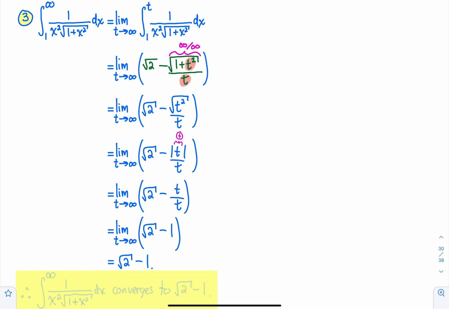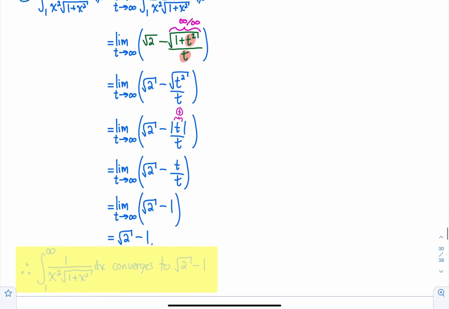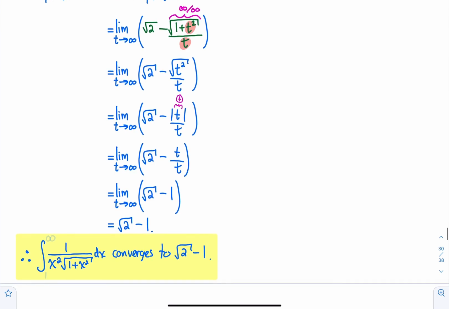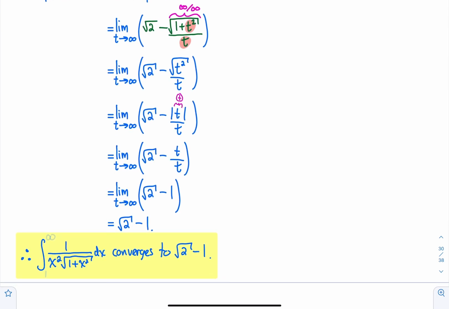So then our final conclusion, because our limit is a finite number, is that the improper integral, oh, forgot my bounds here, from 1 to infinity of 1 over x squared square root of 1 plus x squared dx converges to the square root of 2 minus 1.